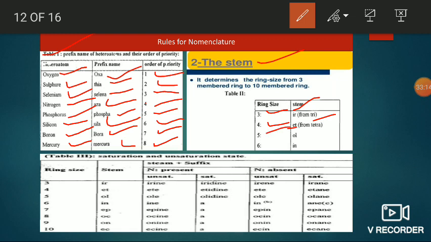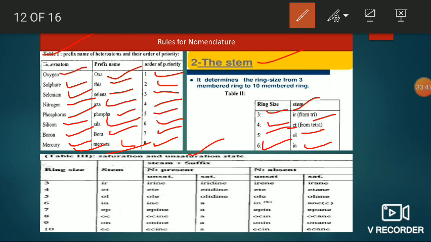If ring size is 5, then we should give the stem "ole". If ring size is 6, then it is "ine". Okay, the last table generally gives information about the suffix. That is, the suffix gives information about whether it is saturation or unsaturation of the heterocycle. Generally here saturation and unsaturation depends on the presence or absence of nitrogen atoms.